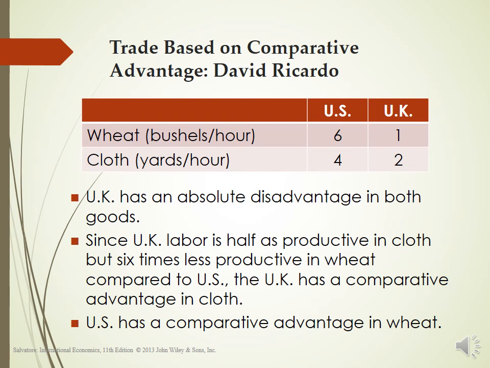US has absolute advantage in producing both commodities, that is wheat and cloth. On the other hand, UK has absolute disadvantage in producing both commodities. UK has absolute disadvantage in both goods since UK labor is half as productive in cloth but 6 times less productive in wheat compared to the US. The UK has a comparative advantage in cloth. US has a comparative advantage in wheat.